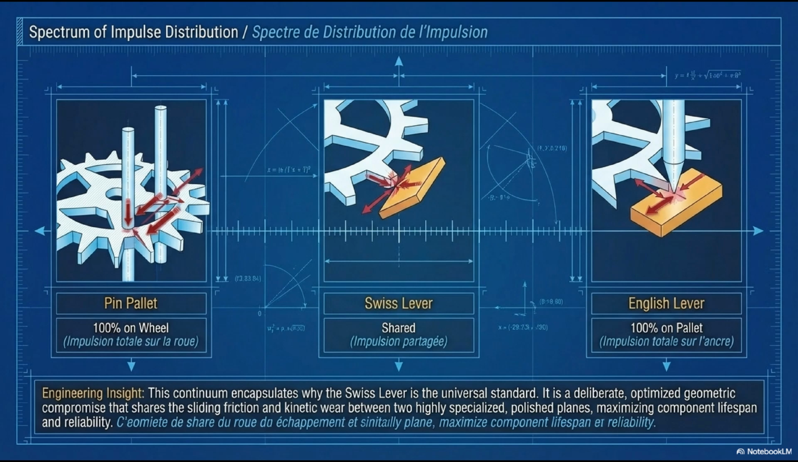The pallet stones are shorter and more robust than English lever stones because they only need to provide half the impulse geometry. The tooth profile is simpler and more durable than the English clubbed tooth. Shared impulse is the best total solution for durability, precision, and manufacturing consistency.